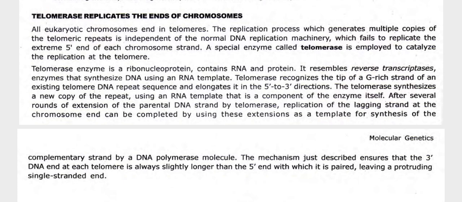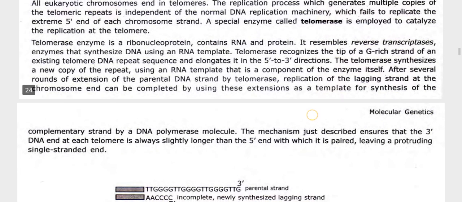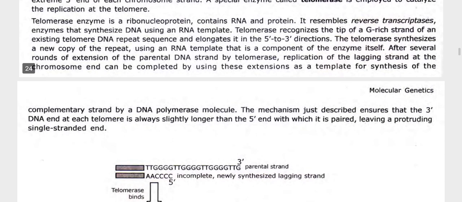Telomerase enzyme is a ribonucleoprotein, containing RNA and protein. It resembles reverse transcriptase enzymes that synthesize DNA using an RNA template. Telomerase recognizes the tip of the G-rich strand of an existing telomere DNA repeat sequence and elongates it in the 5' to 3' direction. The telomerase synthesizes a new copy of the repeat.